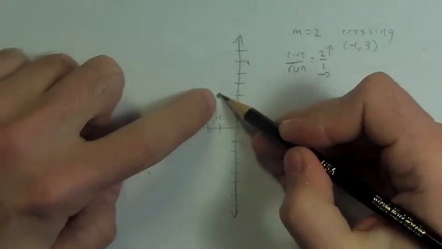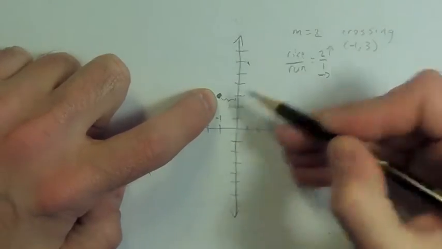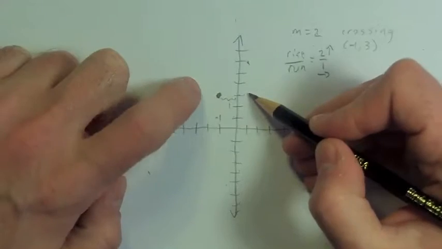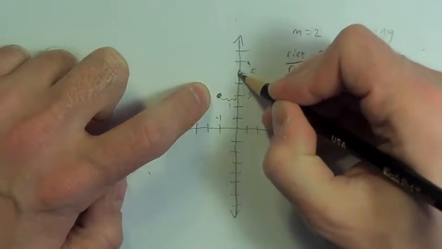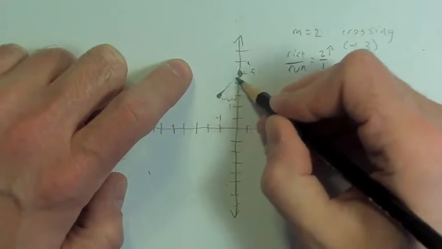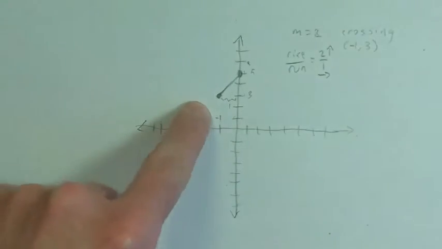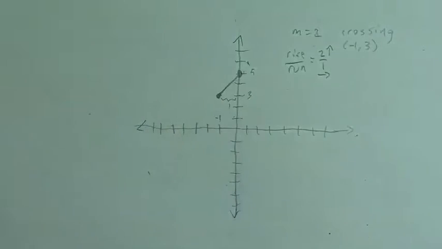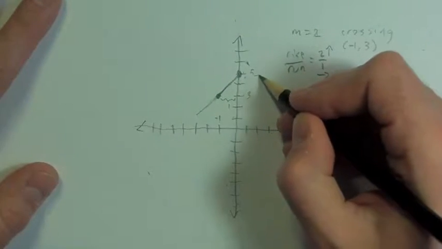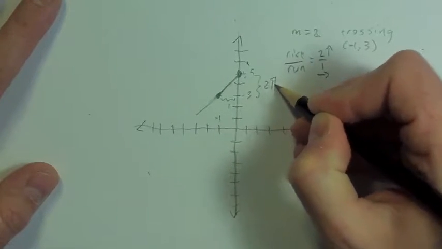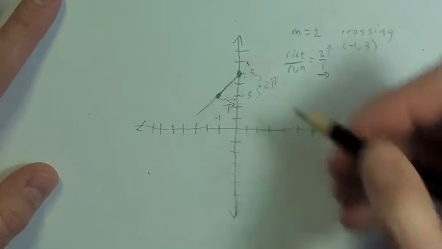So as we go out to the left 1, which I'll do here, 1, we go up 2. So here we're at 3, we go up 2 to 5. Oh, and look at that. This happened to actually give us the y-intercept. That won't always be the case. So we go up 2 over 1, up 2.